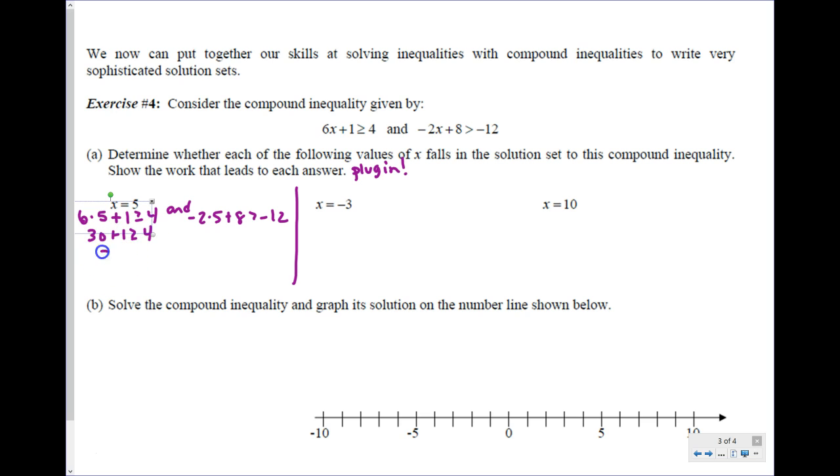30 plus 1 is 31, greater than or equal to 4. Is this true? Yes. So the first part's true. But for an AND statement, remember, both of them have to be true.